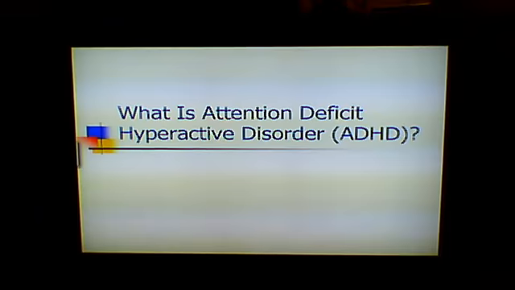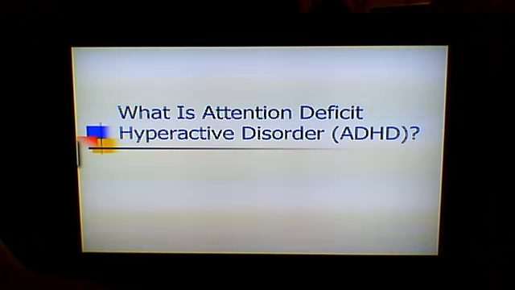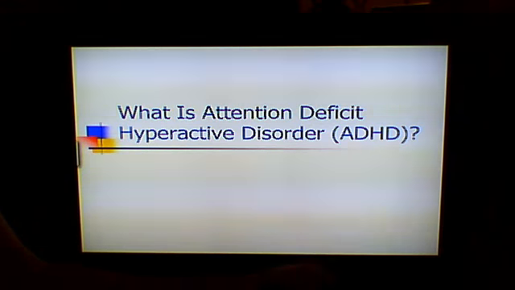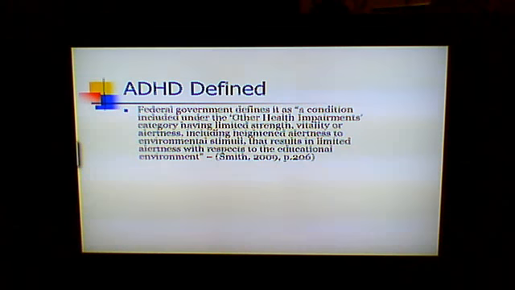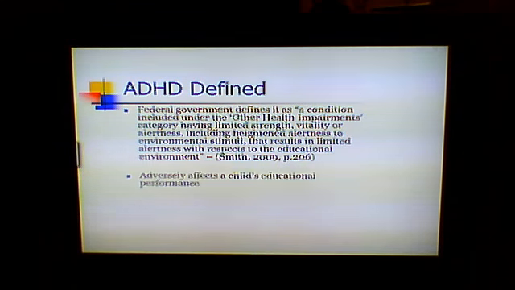What is attention deficit hyperactive disorder? ADHD defined. The federal government defines it as a condition included under the other health impairments category. ADHD is a common behavioral disorder that affects an estimated 8 to 10% of school-age children.